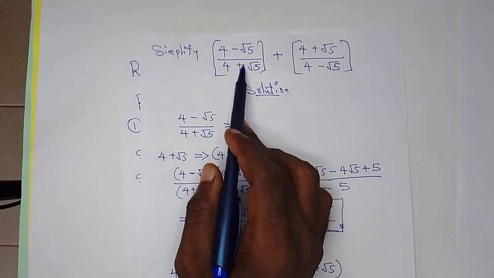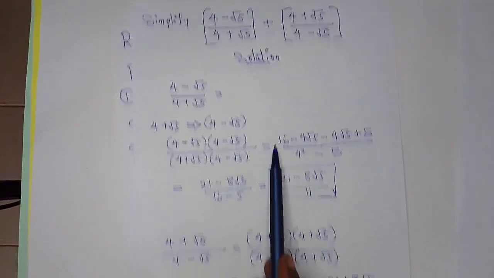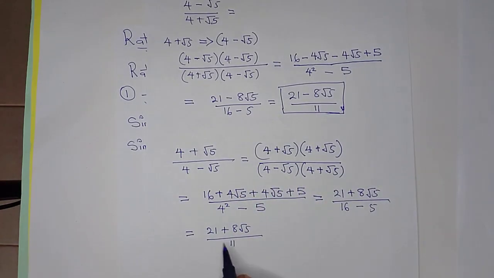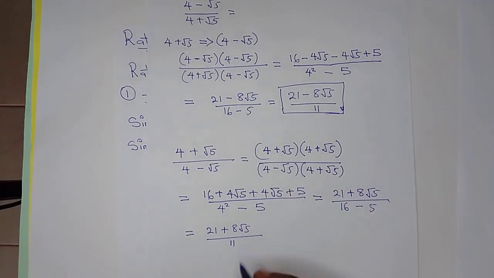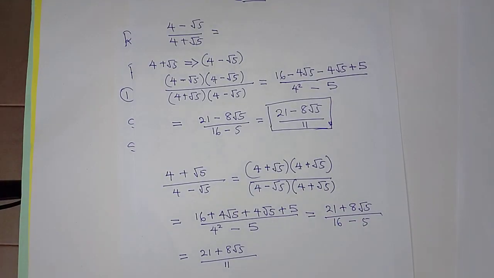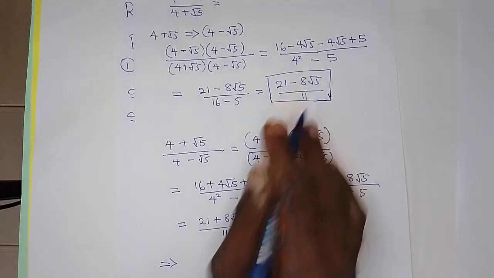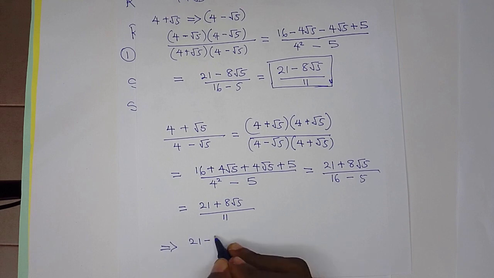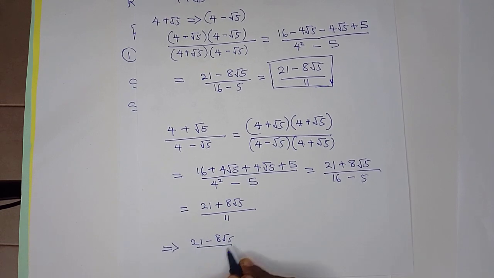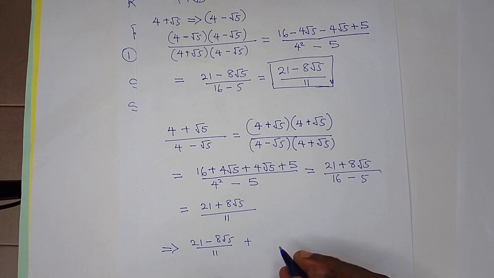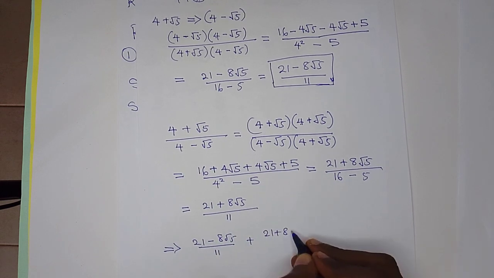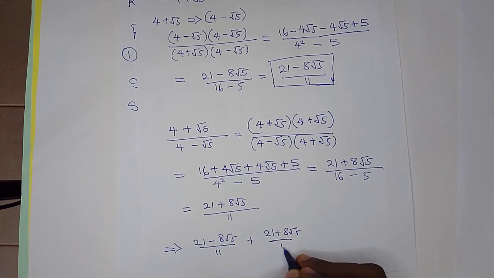So now, the question says that we should add this and this. When we simplify this one, this is what we got. Now we simplify this and we got this. So we are going to add the two. Let's add it together and get our final answer. So we are going to say 21 minus 8 root 5 all over 11 plus 21 plus 8 root 5 all over 11.